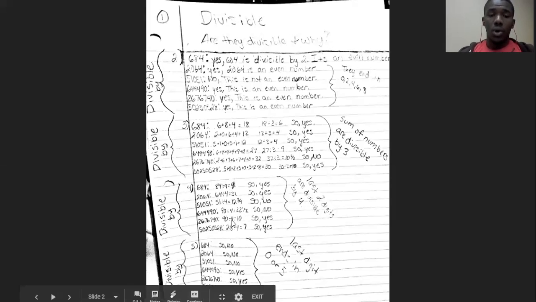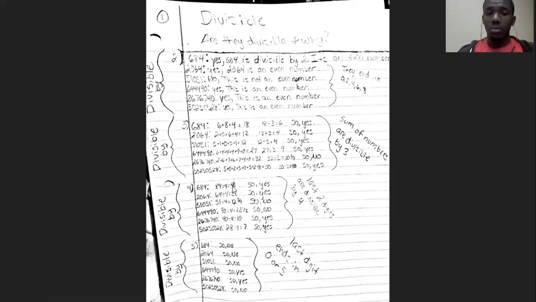All these others are divisible by 4, as you can tell. 84 divided by 4 equals 41. Oh, sorry. I know that's not 41. It should be 21. That is my fault. 84 divided by 4 should be 21, not 41. But the next one, 2064, 64 divided by 4 equals 31. That one's divisible by 4.